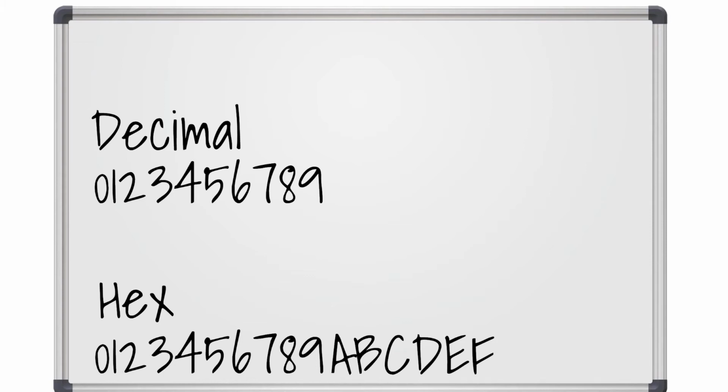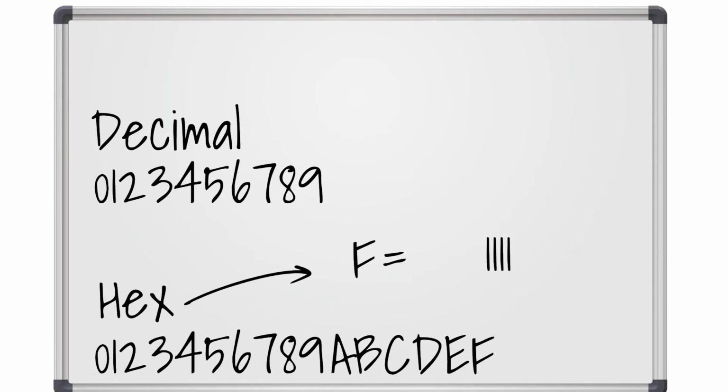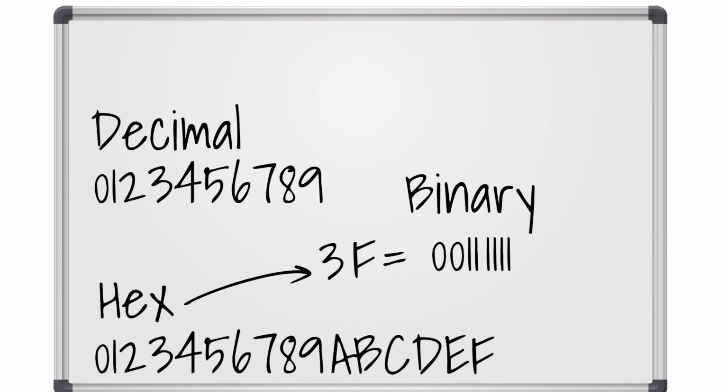This is useful because a single hex digit represents the same number range as 4 binary digits. Hence, 2 hex digits can represent 8 binary digits or 1 byte. This makes hex a commonly used shorthand for representing binary numbers.